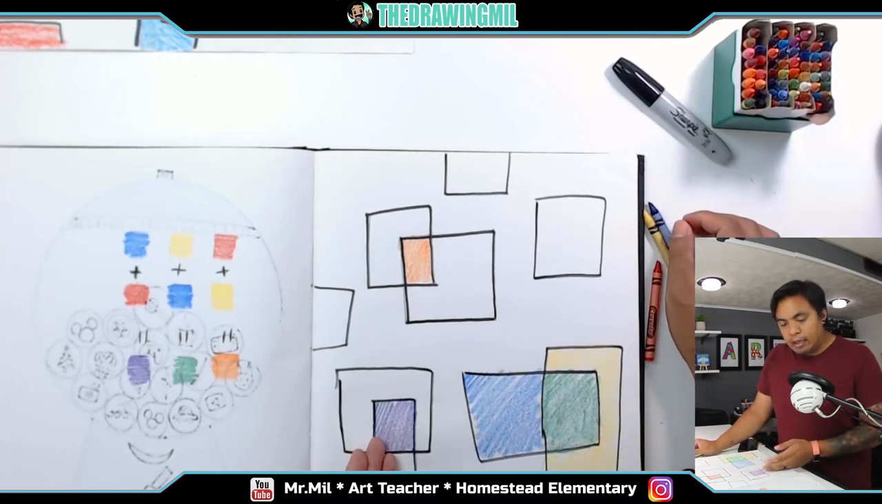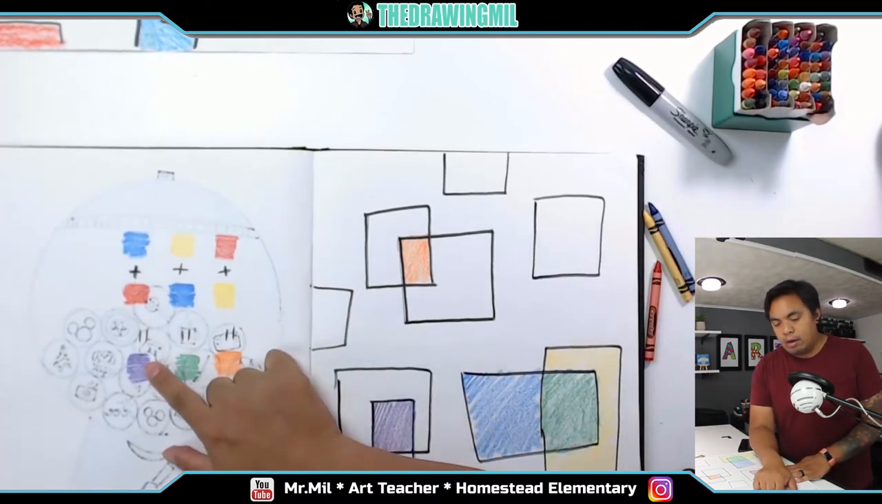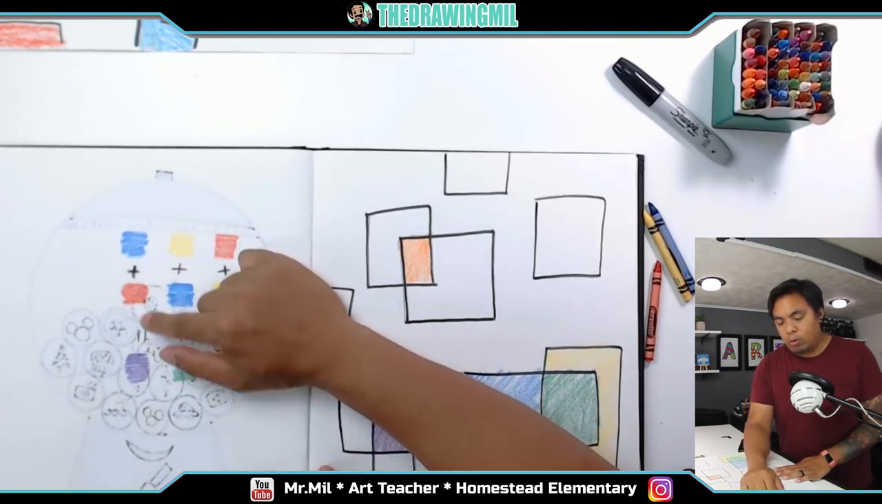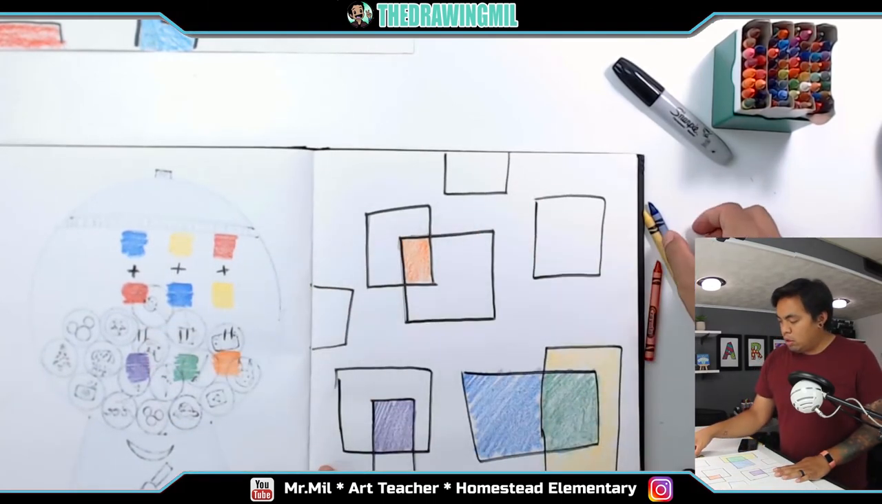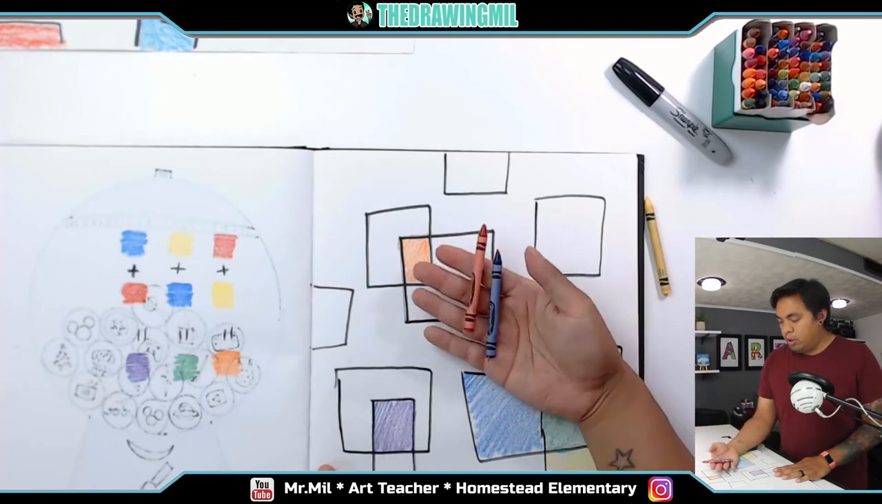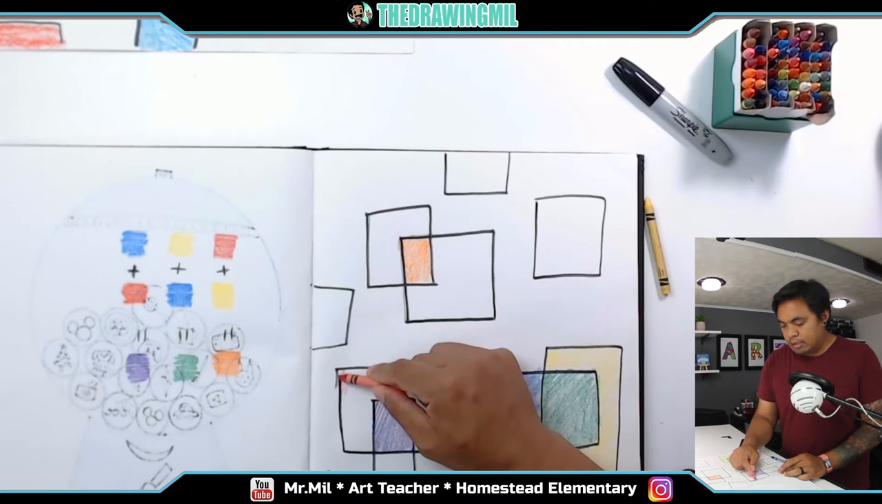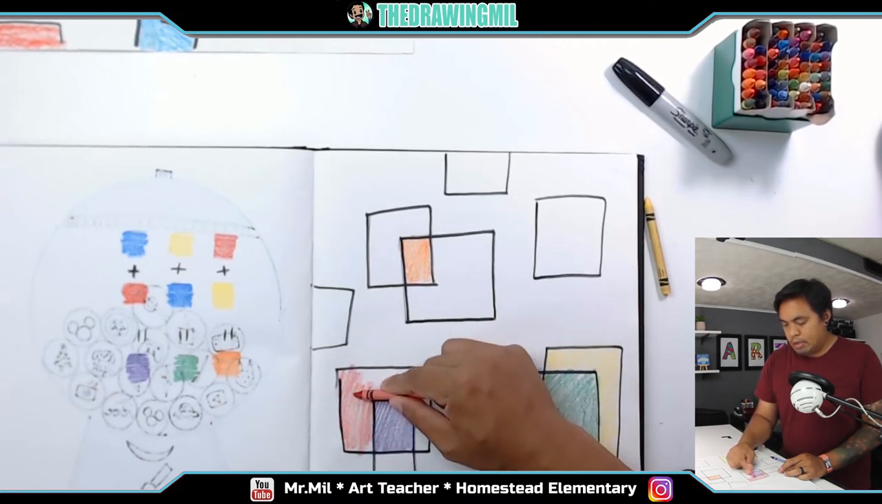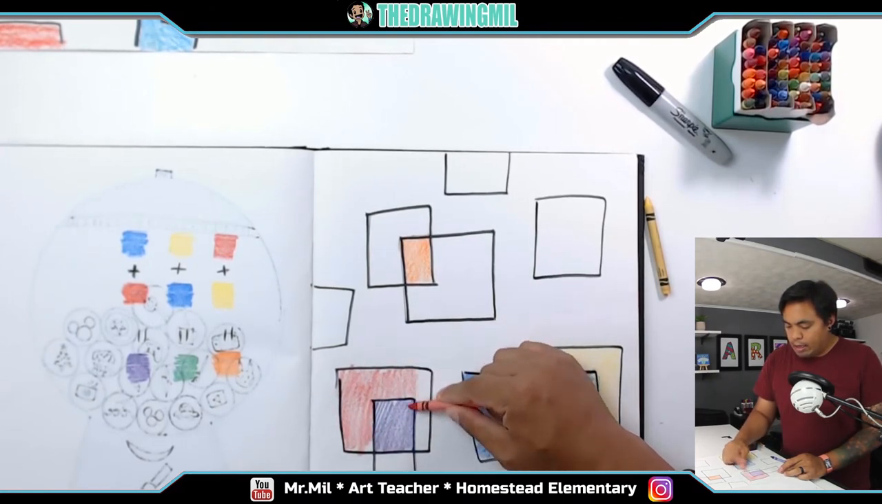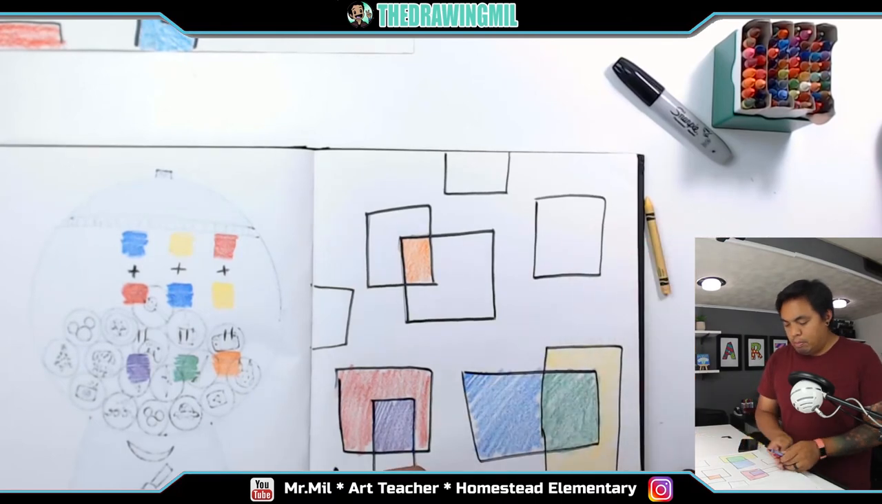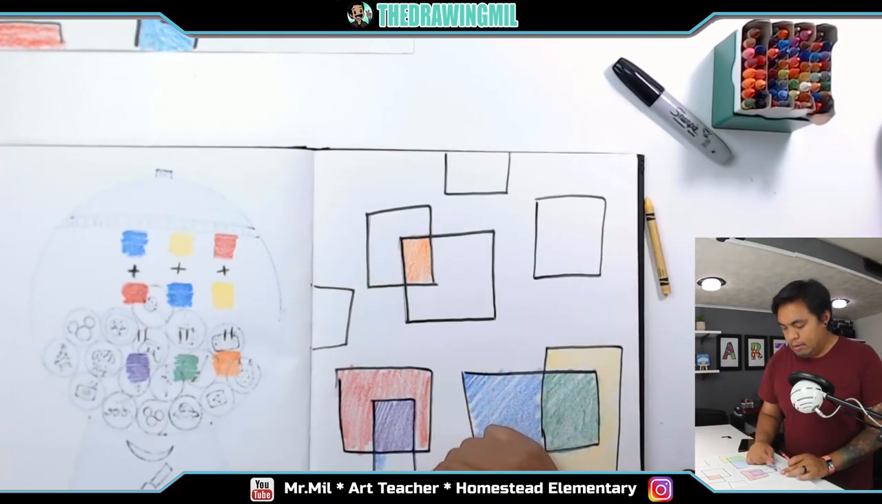Perfect. Let's try another one. How do we make violet? So over here, on this equation right here, it says blue plus red equals violet. So that means the two colors we need are red and blue. So let's get going. Why don't we put the red on this side instead? And I know I'm kind of going out of the lines, but it's okay. And then the blue, let's put it down here.